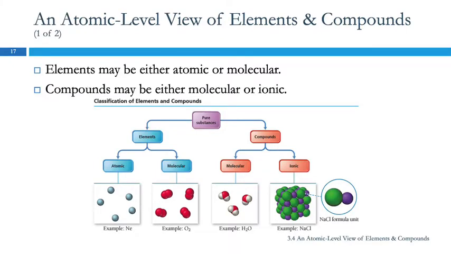So this section is called an atomic level view of elements and compounds. If we look at pure substances, they can be elements or they can be compounds. In an element, we only have atoms of one kind of element present. Atomic elements are the most common. They're just composed of atoms.